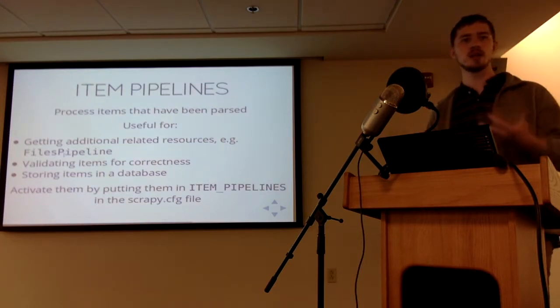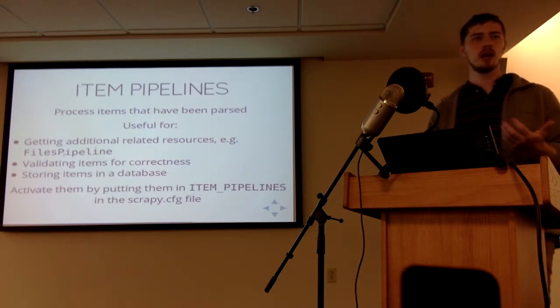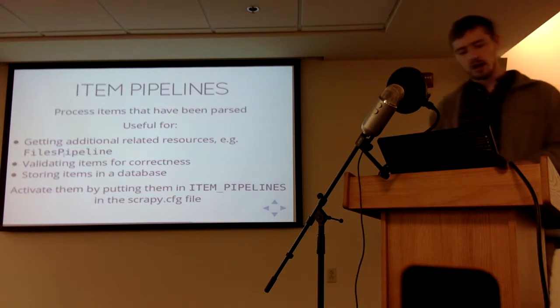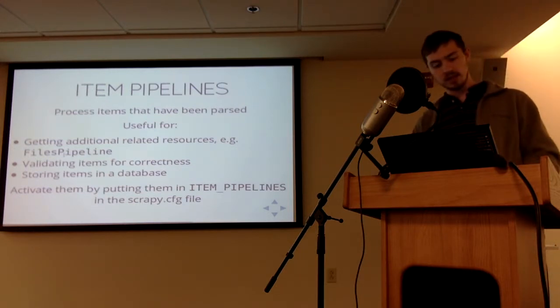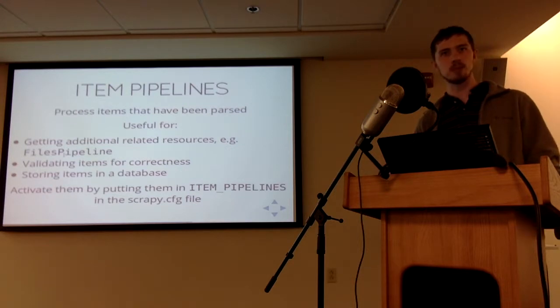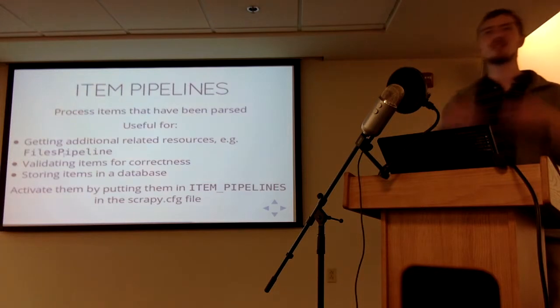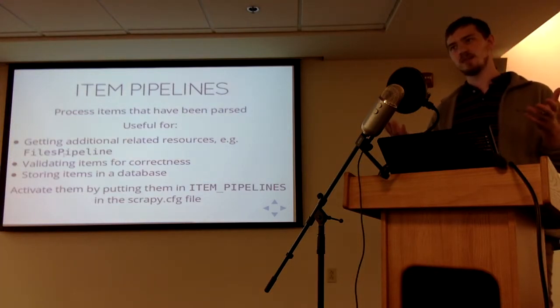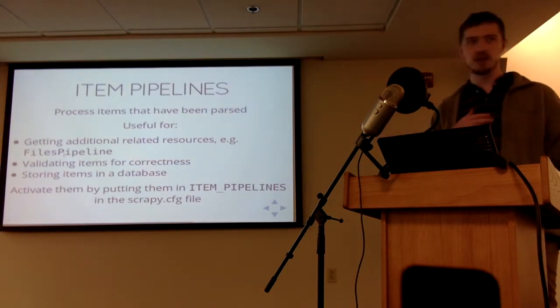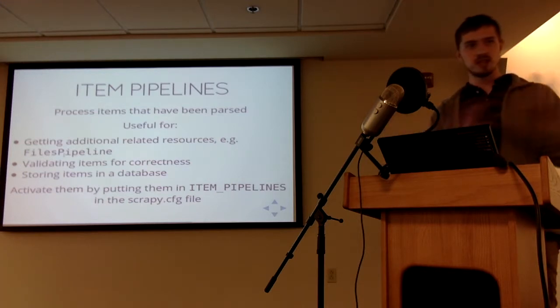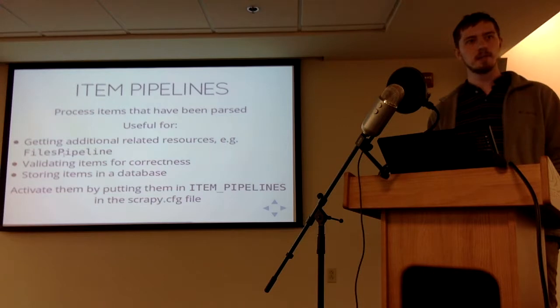You can decide not to store an item in a pipeline if you decide that for some reason it is invalid. You can also, at this point, store them into some sort of format or pass them on to, say, I don't know, perhaps you have a scraper that magically turns an HTML site into an API on the other end, which would be really cool, actually. You could then push these out to that service and do that.